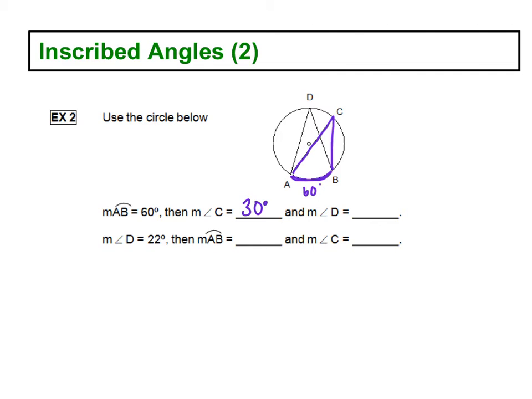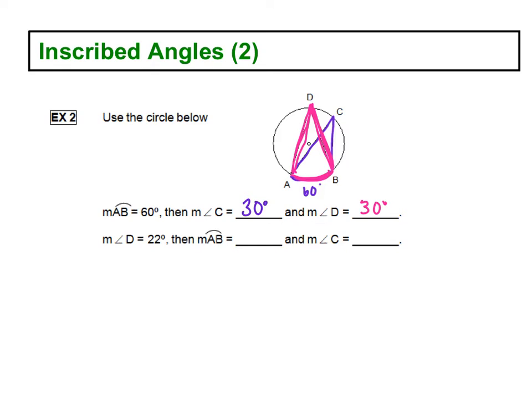Then they ask, what's the measure of angle D? Let's focus on angle D right here. Those two sides also form arc AB. Because arc AB is 60 degrees, the measure of angle D is half of that, making it 30 degrees.